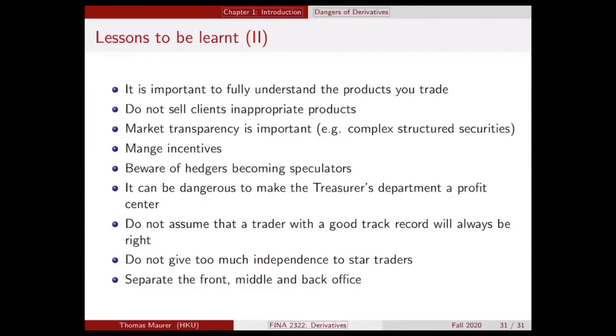Then it is also important that you understand what you're trading. Okay, so thinking about Procter & Gamble and Bankers Trust. Procter & Gamble obviously didn't have expertise in derivative markets, and they blindly bought products which Bankers Trust were selling them, even though these products were not suitable. So it's generally a bad idea to buy something if you don't really understand it. And on the other side, if you are Bankers Trust and you know your client doesn't understand it, it's not ethical to sell them these products and try to make a big profit off this.